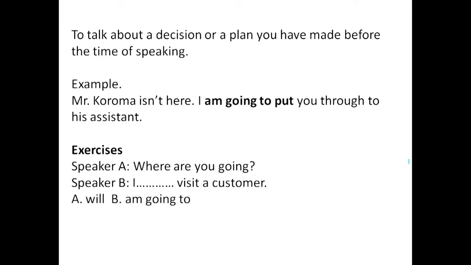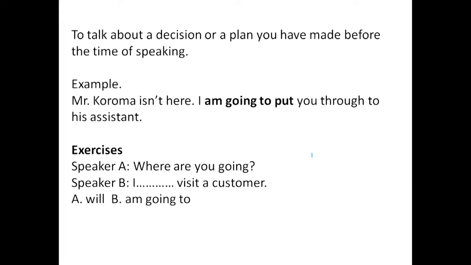Then the other way we use the be going to future is what? To talk about something we have had a plan about. We have something we have planned to do. Okay? Something you have planned to do even before we say it. When you have something in mind, you have planned it before you even say it, the best thing for you to use is the be going to. When you are talking about something that you have planned to do in the future, you have to use the be going to. Okay, so see this here. Mr. Koroma isn't here.